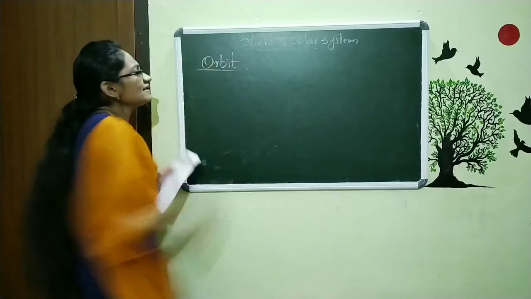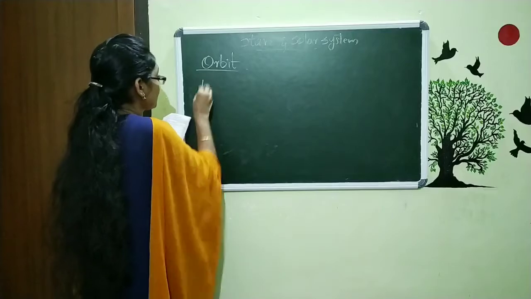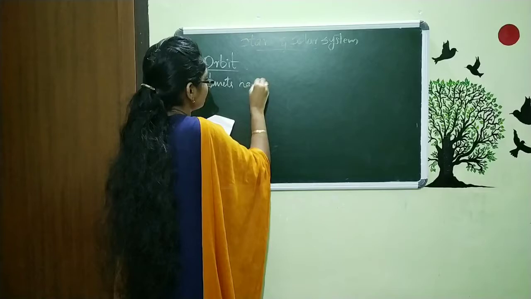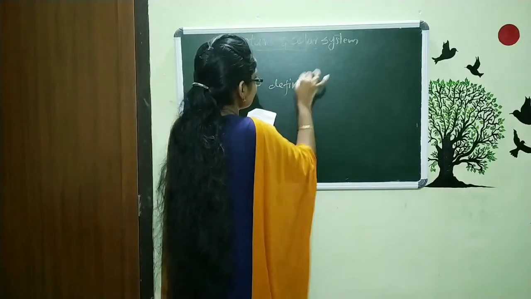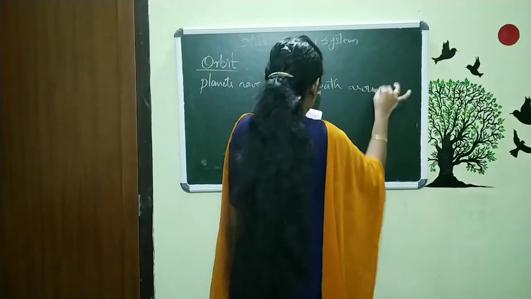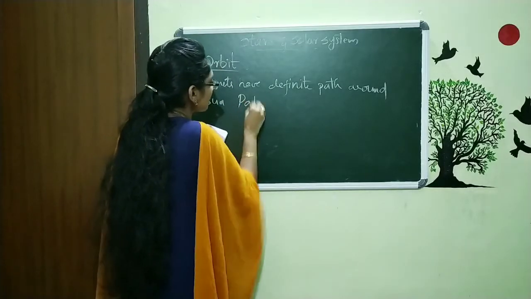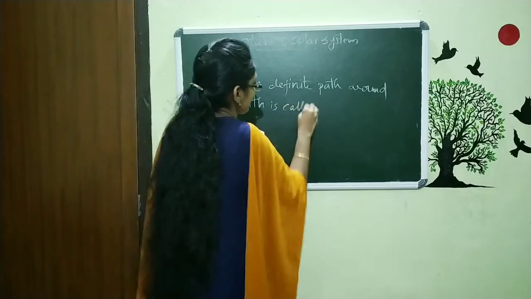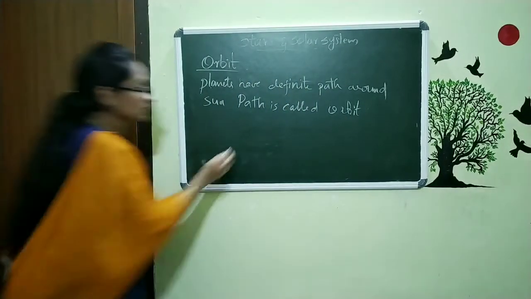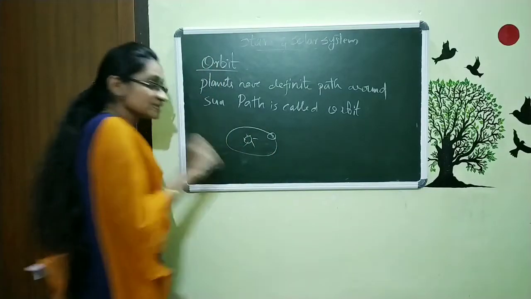Orbit. What is this orbit? Planets have a definite path around the sun. This path is called orbit. So the thing is this, we know our sun is here and the planets are revolving around the sun.